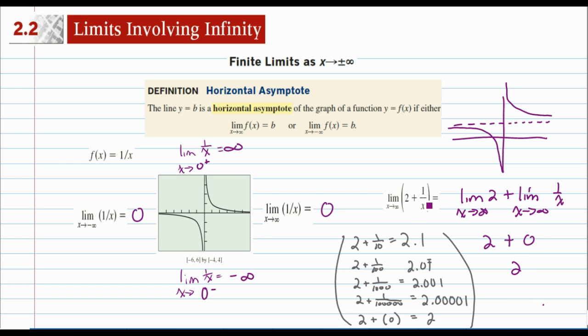And then numerically, you can look at this as if I plug in values for x that get bigger and bigger and bigger, so 2 plus, let's say, 1/10 would be 2.1. 2 plus 1/100th, so way out on the right side, is 2.01. 2 plus 1/1000th, 2 plus 1/100,000th. Eventually, you're going to plug in bigger and bigger numbers for the denominator, and that value is going to approach 0. So you're just taking 2 plus 0, which is 2.